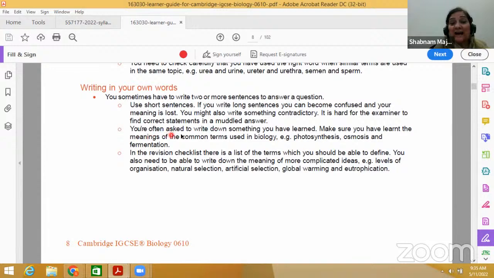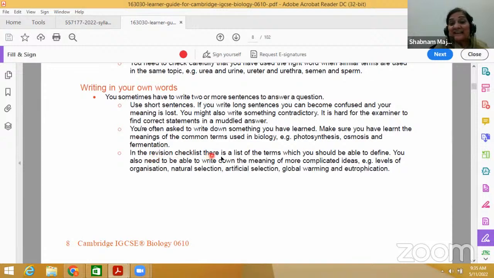Acha, you are often asked to write down something you have learned. Make sure you have learned the meanings of the common terms used in biology. You should know clearly what the photosynthesis process is. You should know clearly what the osmosis process is, diffusion, active transport, fermentation. Fermentation, is it alcoholic fermentation or lactic acid fermentation, which is in the biotechnology and genetic engineering topic in IGCSE, and in biotechnology and microorganisms in the O-level topic.